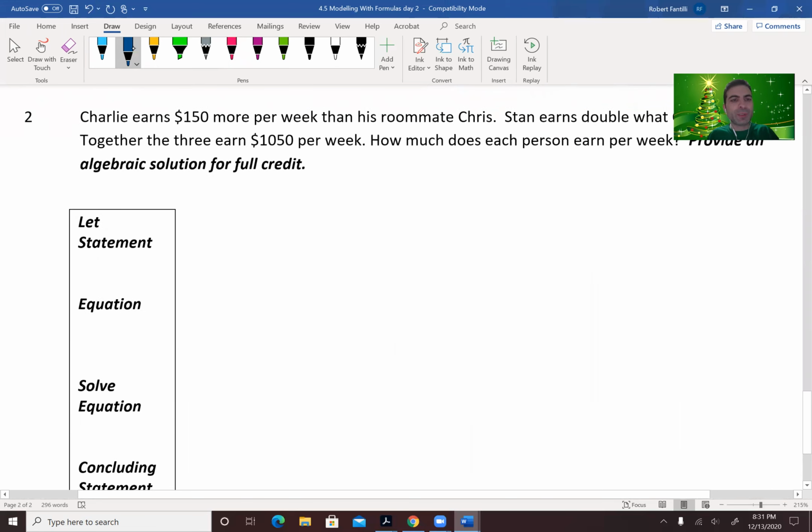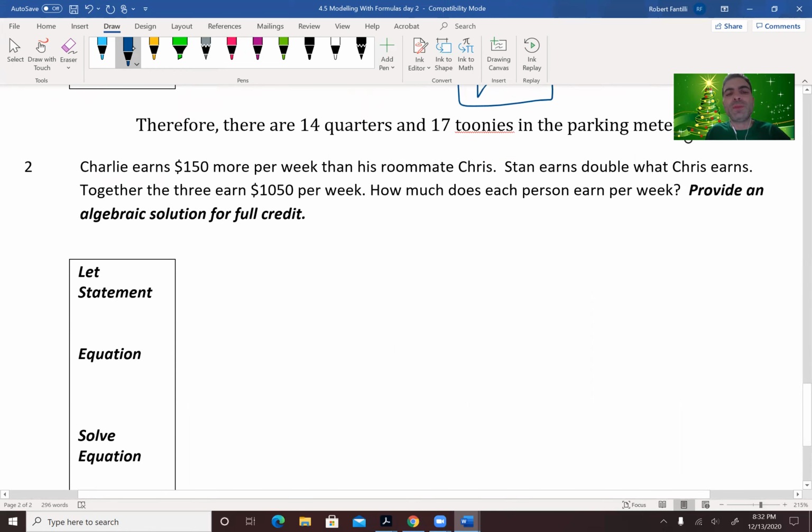This one is a little bit simpler, and I think it's our last question. So way to go making it to the end here, guys. So pay attention here. Charlie earns $150 more per week than his roommate Chris. So if Chris is X, Charlie makes X plus 150. Stan earns double what Chris earns. Well, we just talked about double a length. If Chris is X, then Stan earns double X, or 2X.